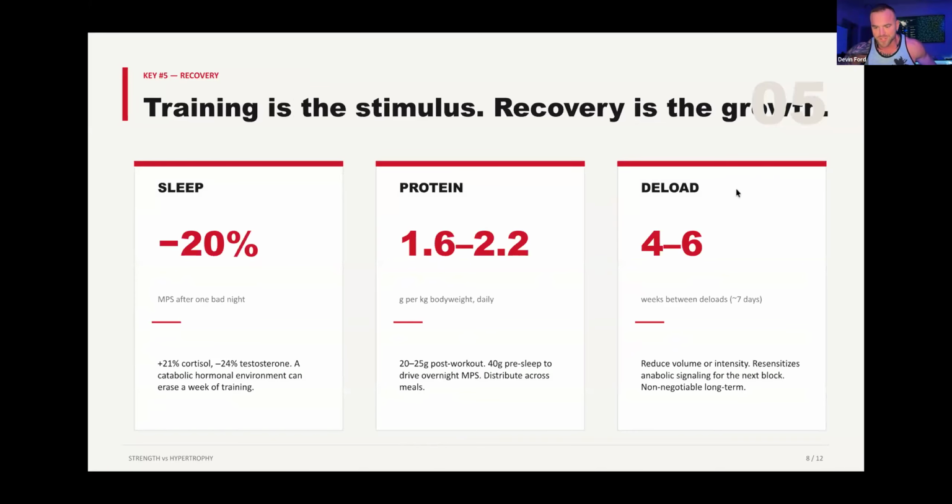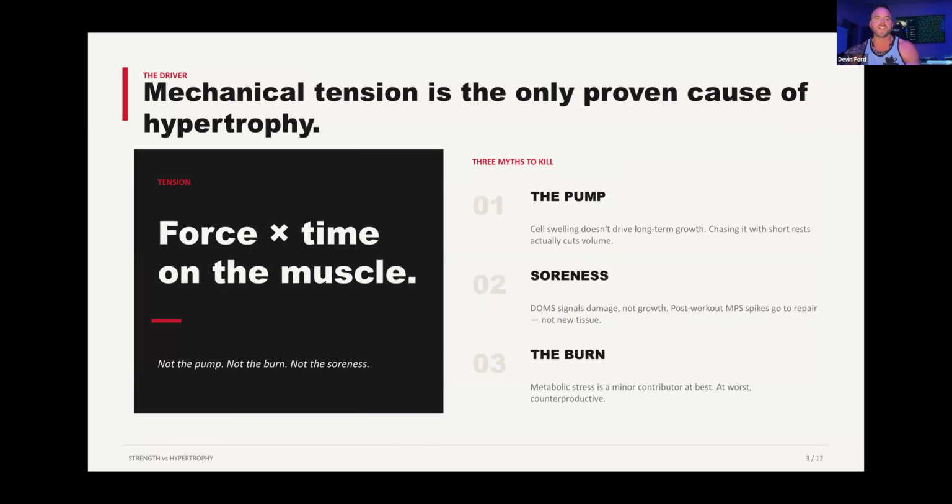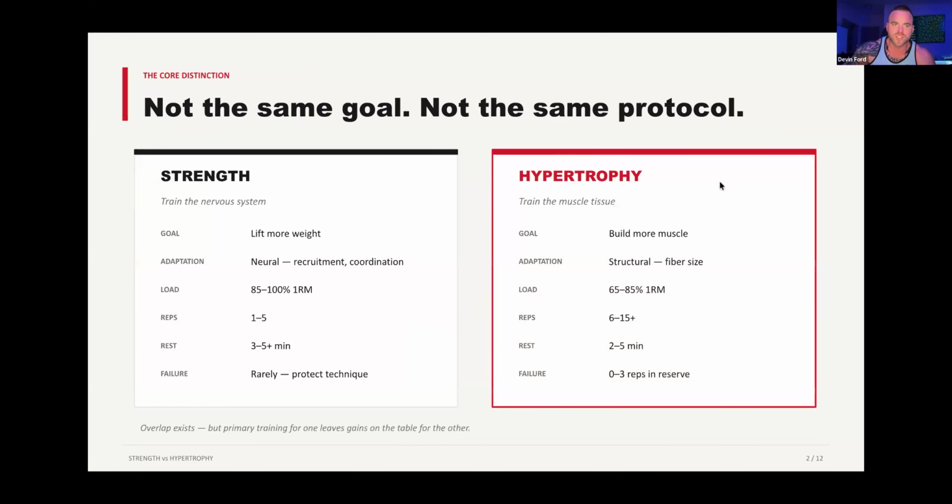So here's some interesting stuff. Let me just wrap this up really quick. Okay. So there's strength and then there's hypertrophy. Strength is your brain getting better at recruiting muscle. That only happens at really heavy loads. It's the choreography of muscle. It's your brain getting better at recruiting the muscle at the right time. Hypertrophy trains the actual muscle.